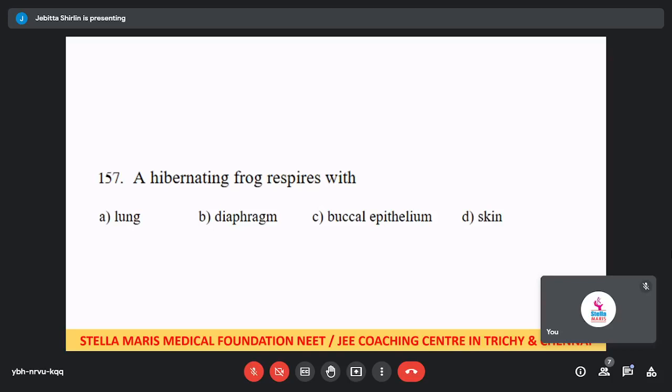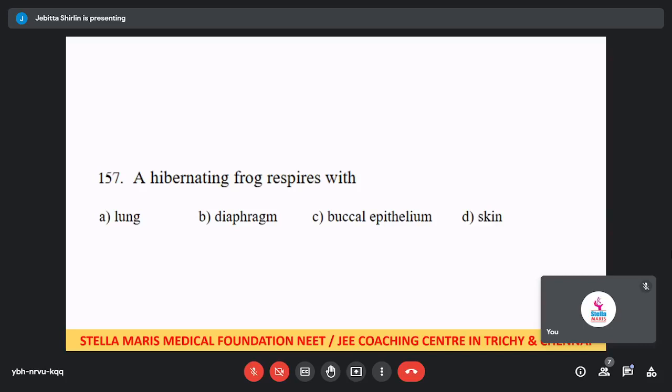So you see option C, which is buccal epithelium. I will tell you what this buccal epithelium is. They are just ciliated epithelial cells, which are seen lining the buccal cavity of the frogs. You know what ciliated epithelial cells are? I have discussed more about this when I was dealing with the structural organization in animals. So you have ciliated epithelial cells, and these can be seen lining the buccal cavity of the frog.